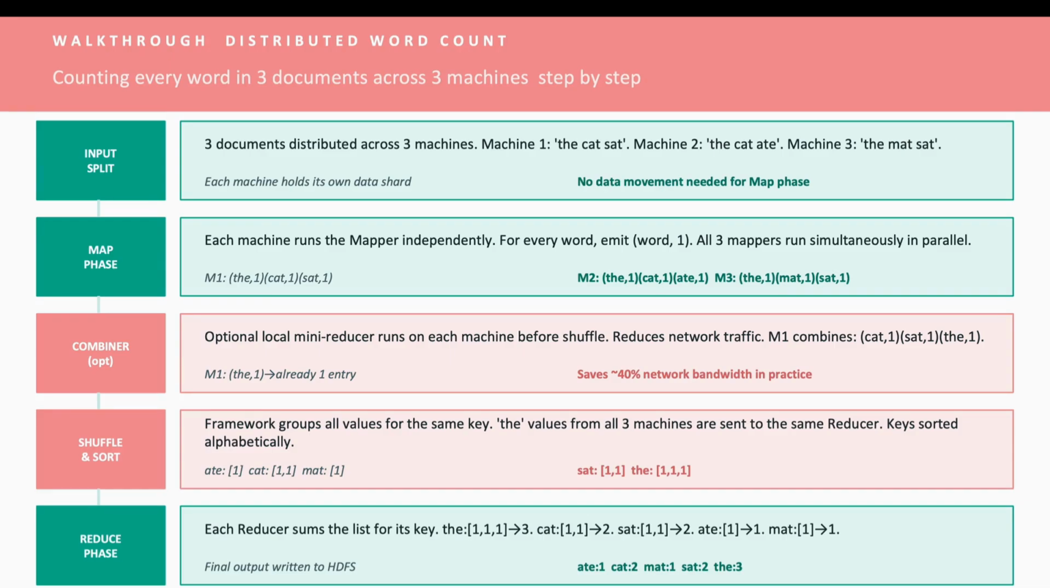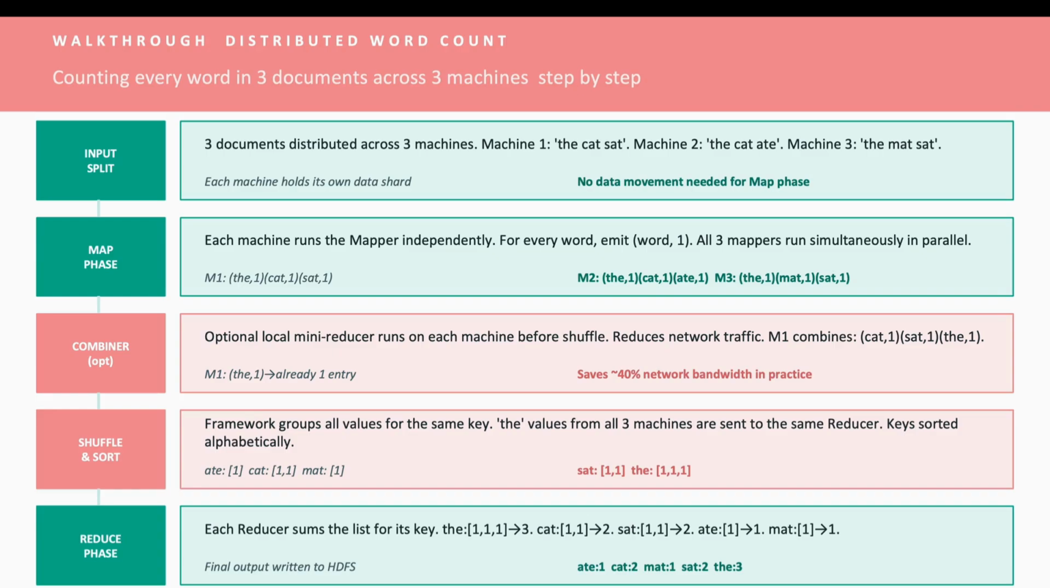Shuffle and sort: the framework takes over. All values for the word "the" from all 3 machines are routed to the same reducer. All values for "cat" go to the same reducer, and all keys are sorted alphabetically: ate, cat, mat, sat, the.